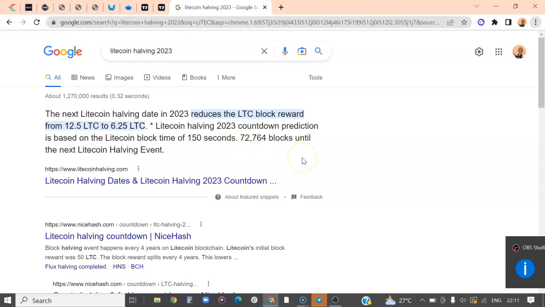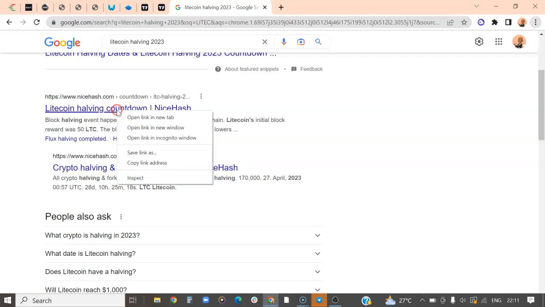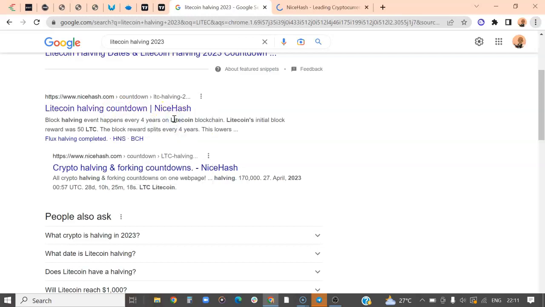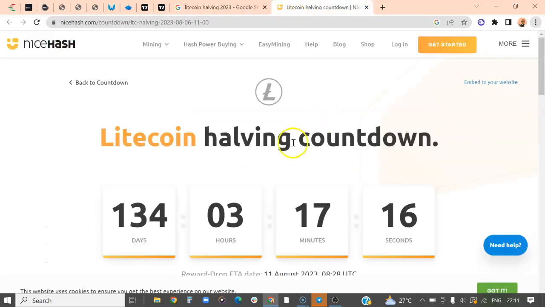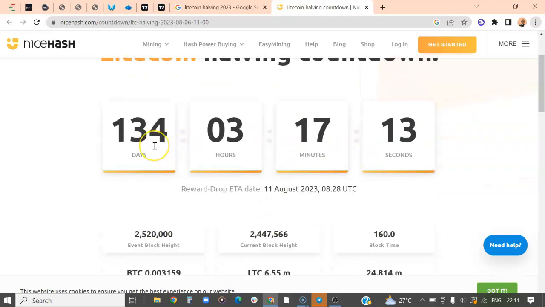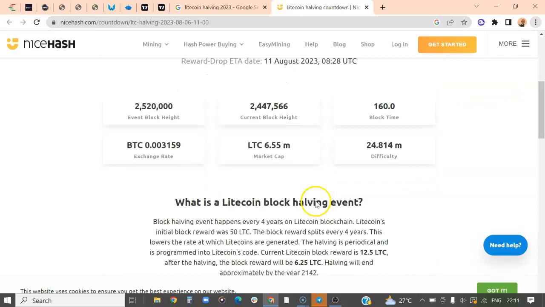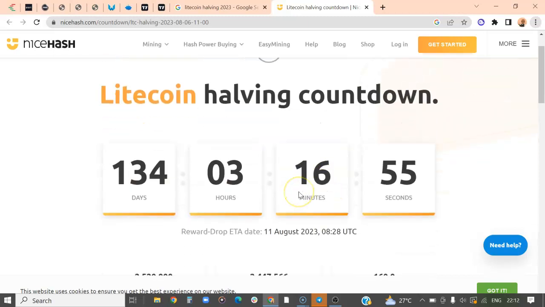I think there is a countdown. Maybe NiceHash has a good countdown for that. It will take place in the next 134 days, the approximate time being August 11th. That's still a bit far. But if you would like to make some quick bucks in 2023, you should start looking for buy opportunities on Litecoin. That's one of the reasons why I made this analysis.